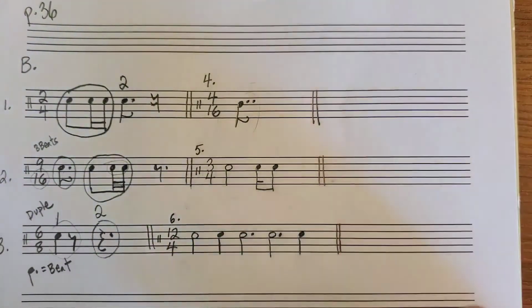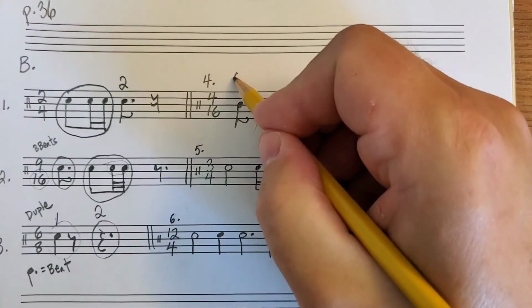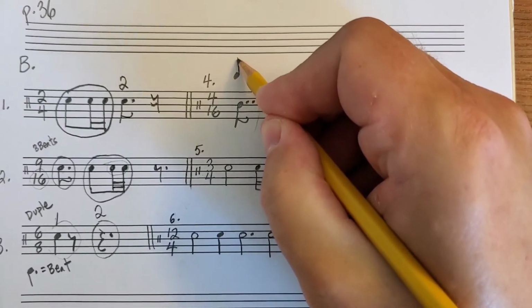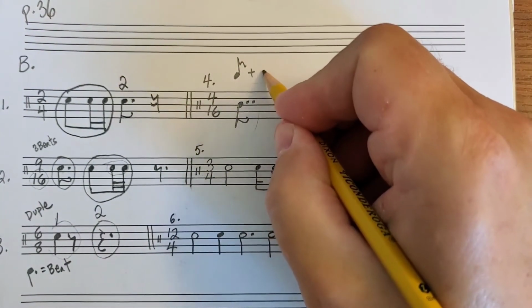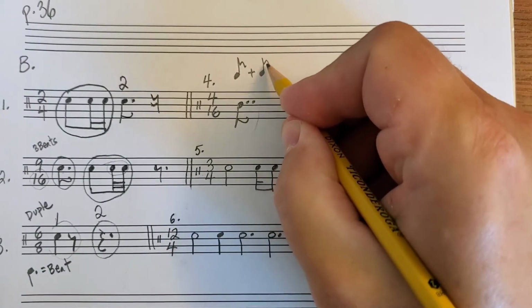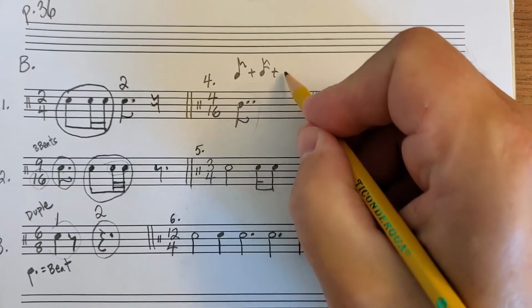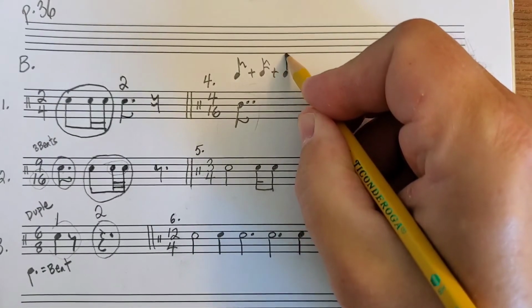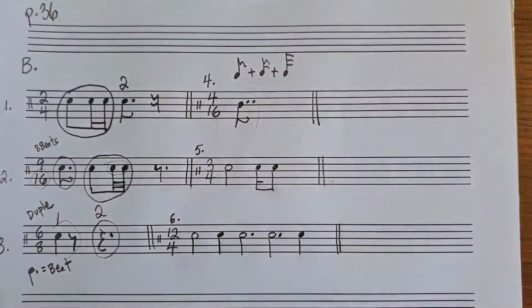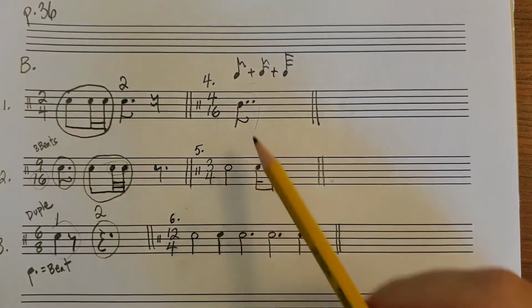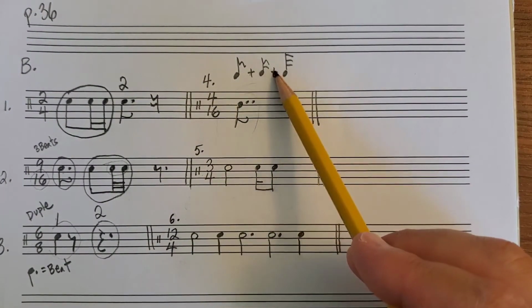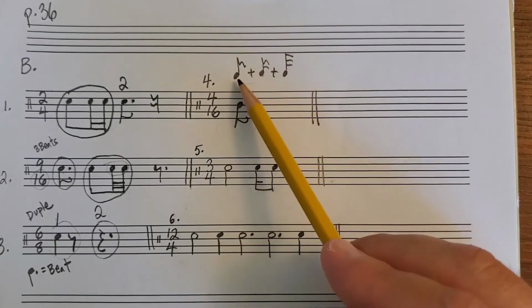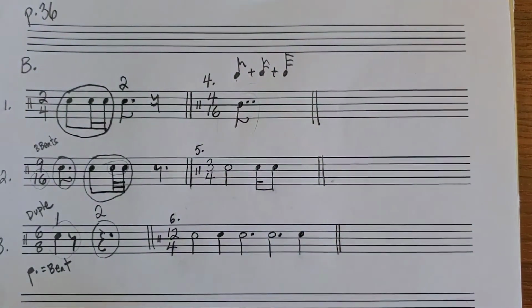Well, this double dot's a little tricky, but what that actually means is the value without the dots plus half of it, plus half of that, or a quarter of the whole. So an eighth plus half the eighth plus half of that, or quarter of this. That's what the double dot means.